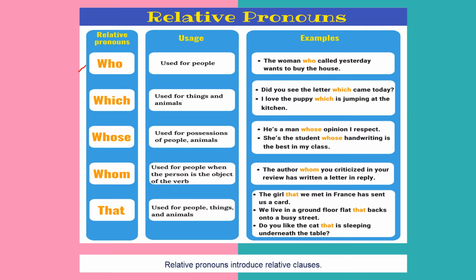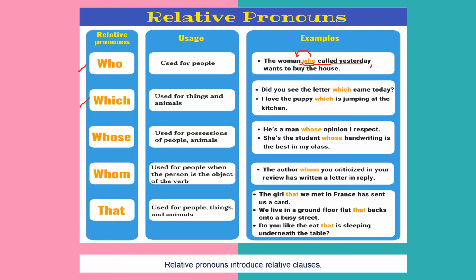who. The relative pronoun who is used for people. The woman who called yesterday wants to buy a house. So the woman is our subject, comma, who called yesterday, comma, wants to buy the house. Who is a relative pronoun that describes the woman, and it starts the embedded clause as our extra information. Who called yesterday?